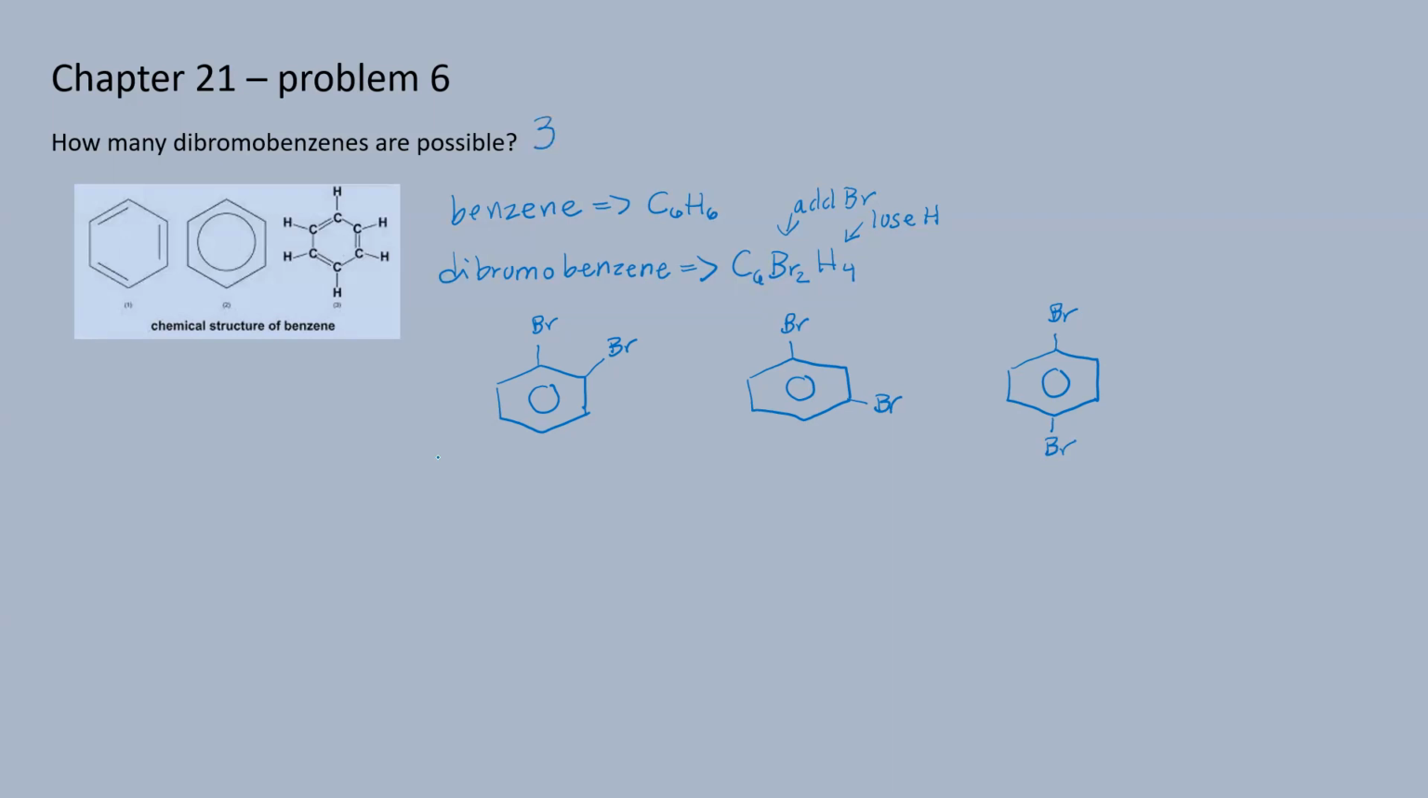So if we were to name these, our first one would be 1,2-dibromo. And then the only difference between the remaining ones would be just the numbering. So we'd have 1,3 and 1,4.